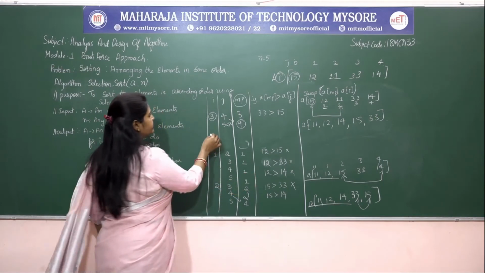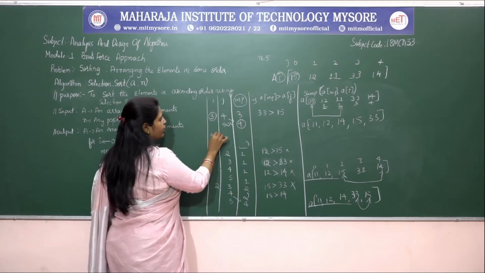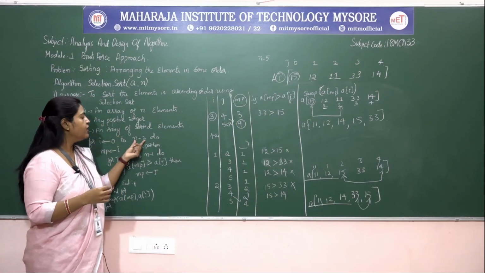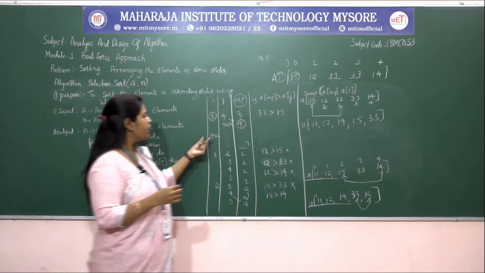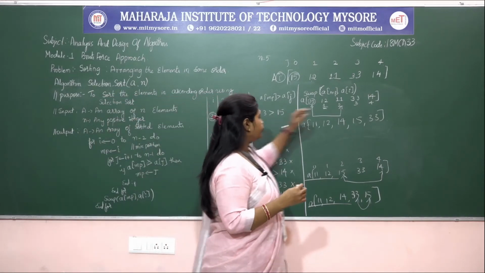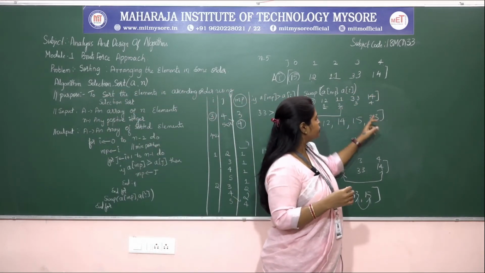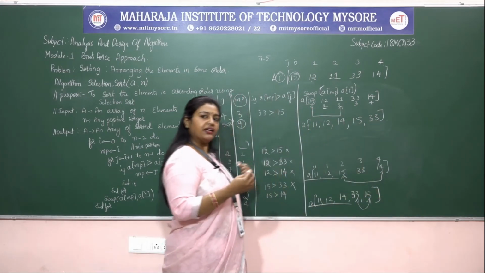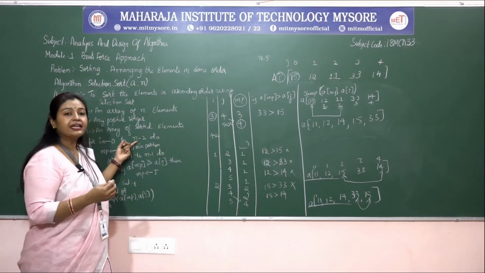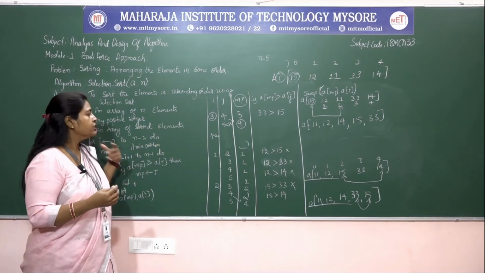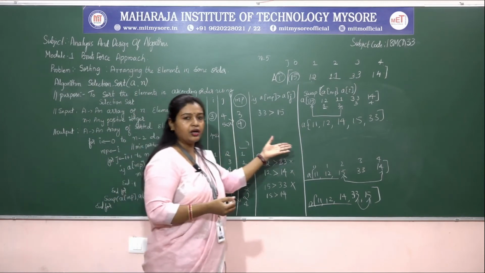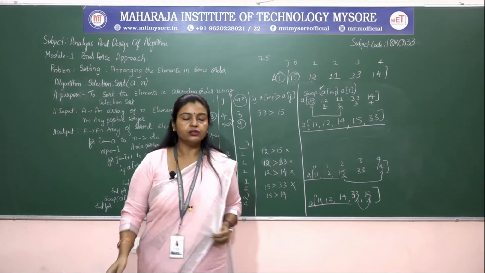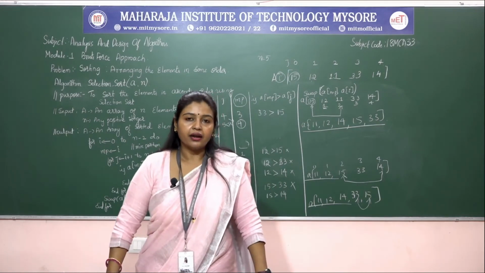Now i gets incremented. i is 4. 4 less than 4 is false. Why? Because i runs from 0 to n minus 2. Because after 33 we don't have any more elements, so this ends up with n minus 2. After this, all the elements got sorted. In this fashion, we can sort the given array elements.